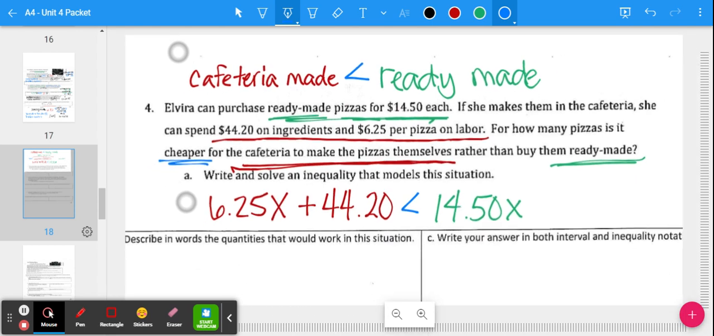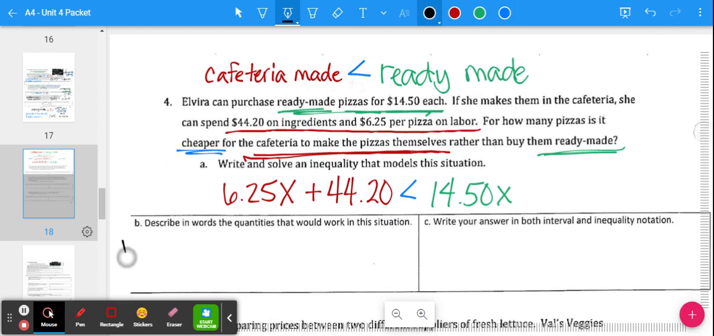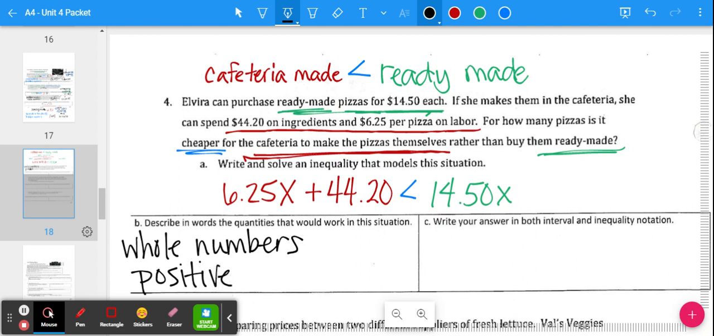Some values that would make sense are whole numbers again, because we're not selling half of a pizza. And positive numbers, because you cannot buy a negative number of pizzas. You cannot sell a negative number of pizza.